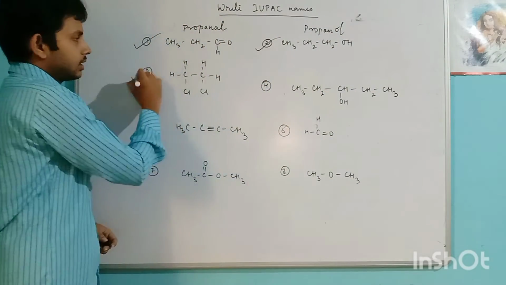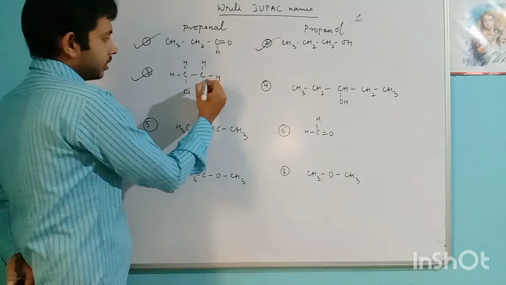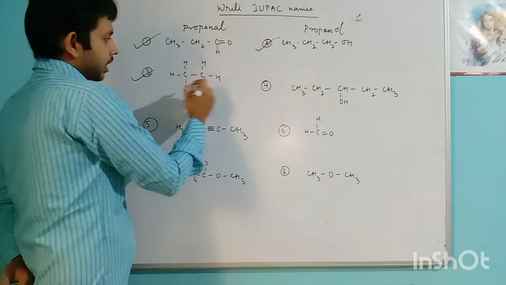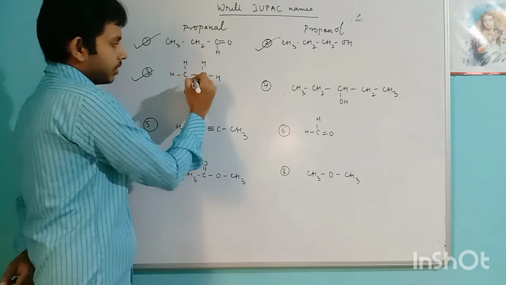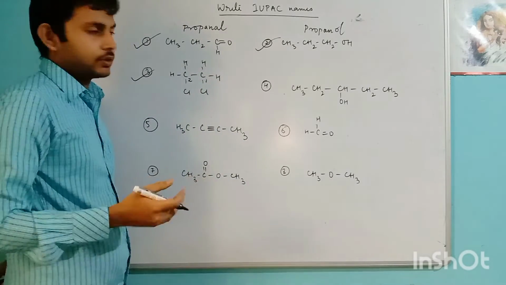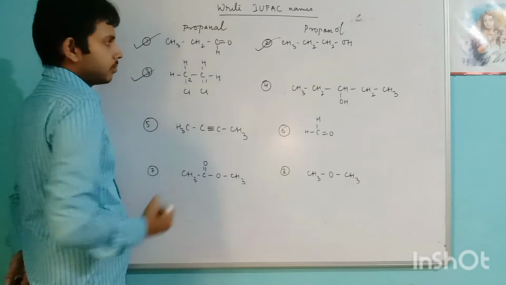Here, this is a very good question, okay. Now see here. Now you can number from any side, left or right, because both are at the same positions. You don't have to see from which side it is closest. So what will be the name?